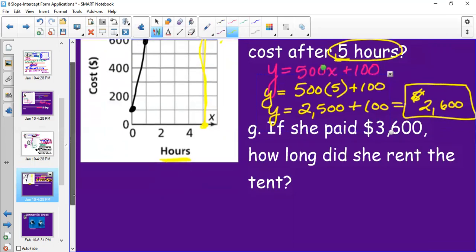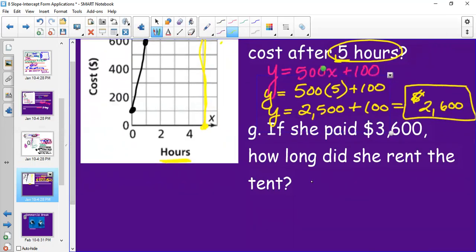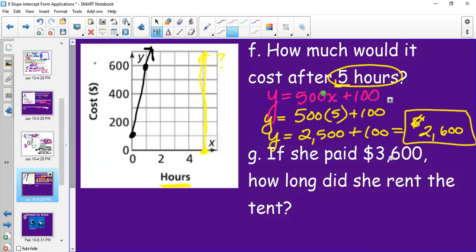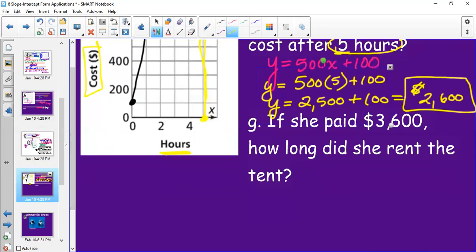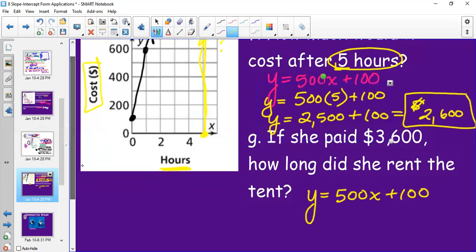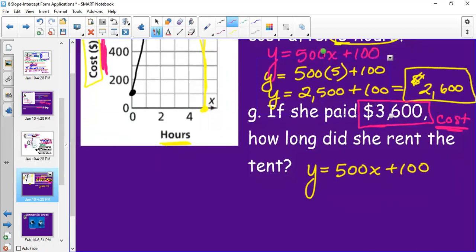Okay, now this gets a little tricky for some people. Again, I can't find $3,600. It's not even on my graph under cost. Okay, so I'm going to use my equation, y equals 500x plus 100. Notice the last time they gave us 5 hours. This time they are giving us $3,600. They're giving us the cost. Our cost is our y-axis. So we're going to plug in our cost under the y. So 3,600 will go for y.